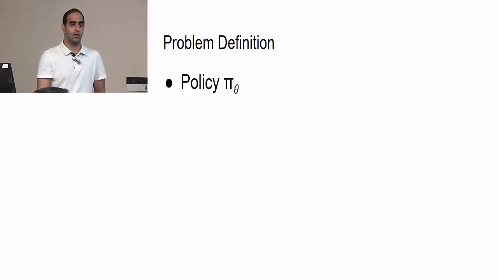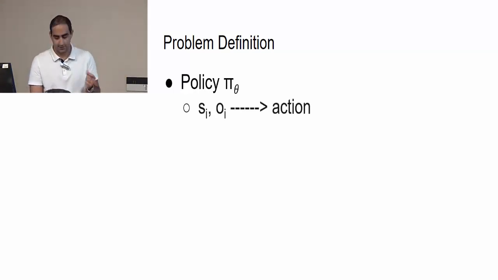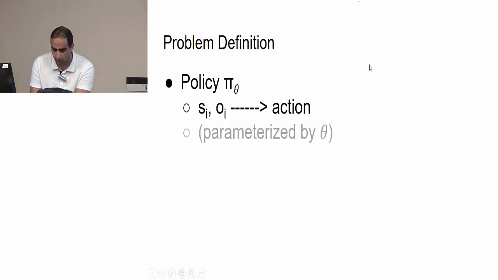So our goal is to learn a policy. What is a policy? A policy pi is a neural network which takes as input the state and observation and tells us what action to perform. And the parameter of that neural network is theta.